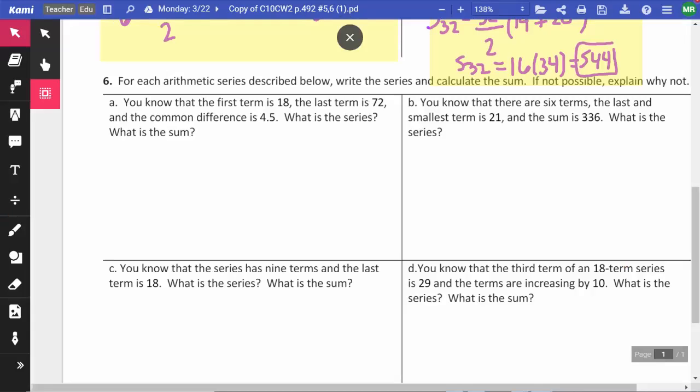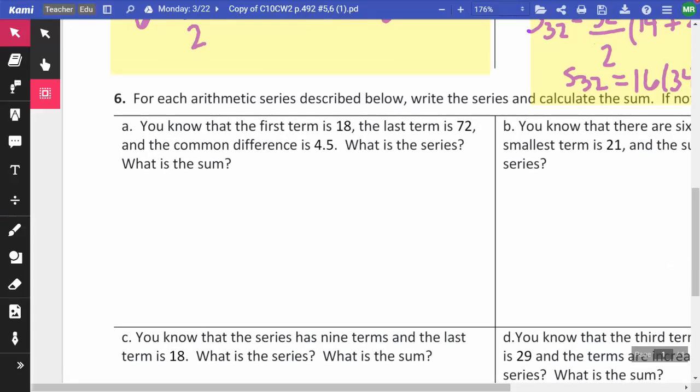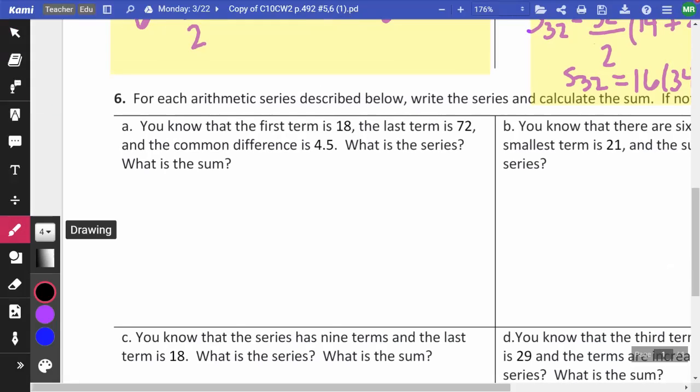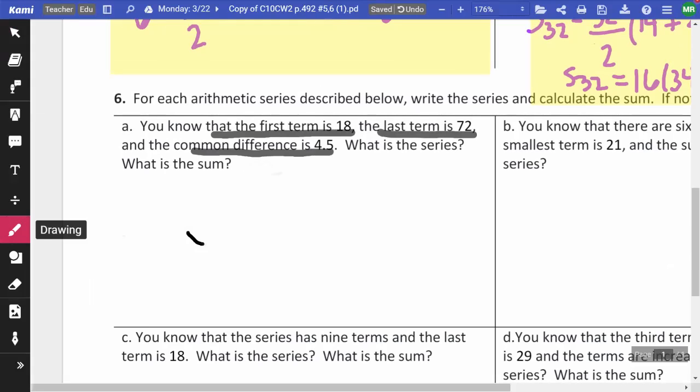So I'm redoing 6A with you guys and B, and then I'll do C and D. So on this one, we know that the first term is 18, the last term is 72, and the common difference is 4.5. They're asking us for two things. They want the series, and then they want the sum.